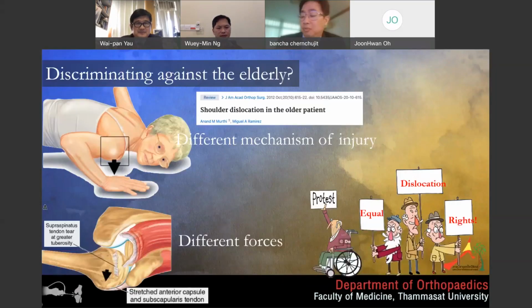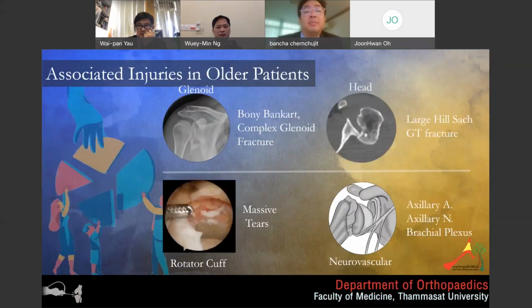So for shoulder dislocation in the elderly, why is it important to talk about shoulder instability in the elderly? The answer is because the shoulders in the young and the elderly are not the same. In the elderly, the mechanism, pathology, and line of management are totally different from the young. So dislocation in the elderly may be associated with cuff tear and large bone defect because of the osteoporotic bone. GT fracture is more common in the elderly. Nerve injury is also common in the elderly, which is totally different from the young.